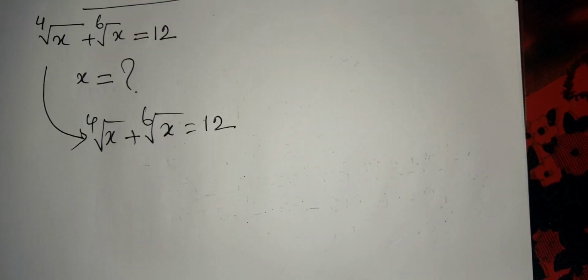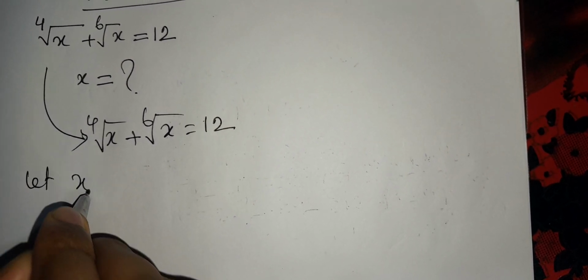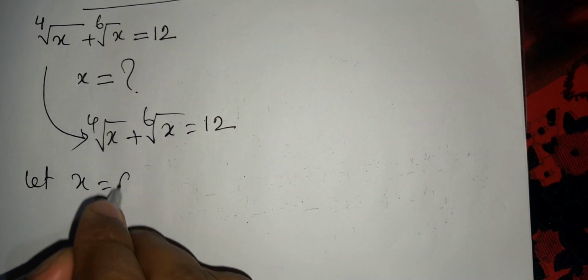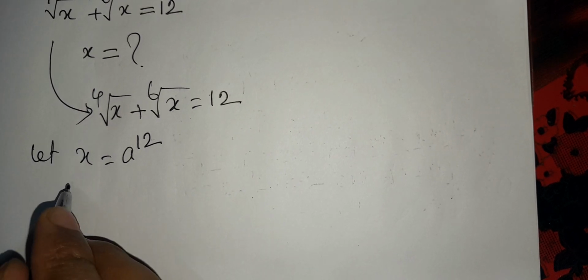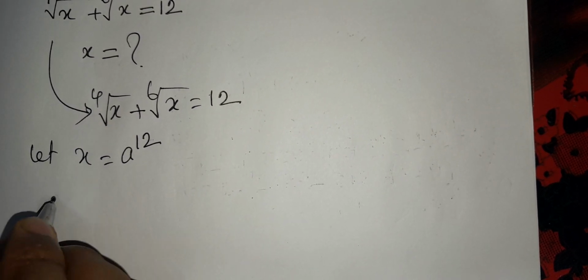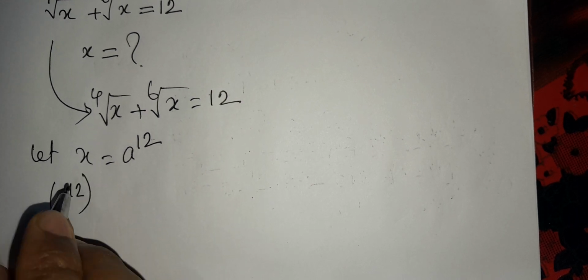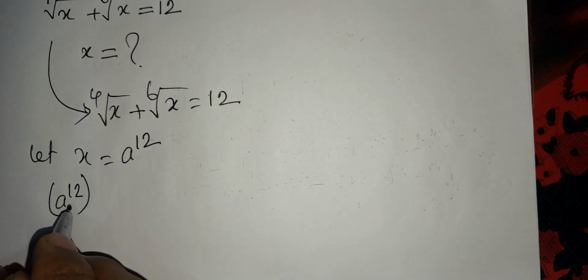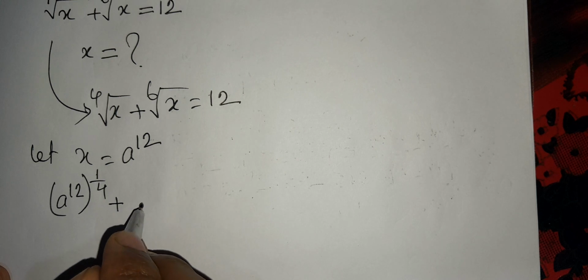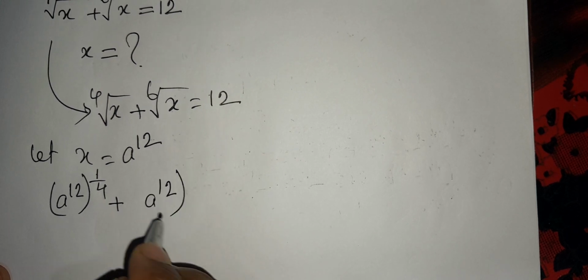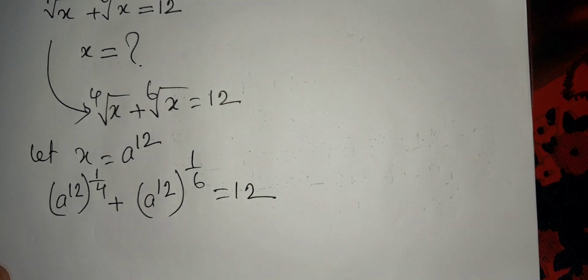Okay, here we let x equal a to the power 12. Then we can write a to the power 12. Here, the fourth root means 1 by 4, so a to the power 12 times 1 by 4, plus a to the power 12 times 1 by 6 for the sixth root, equal to 12.